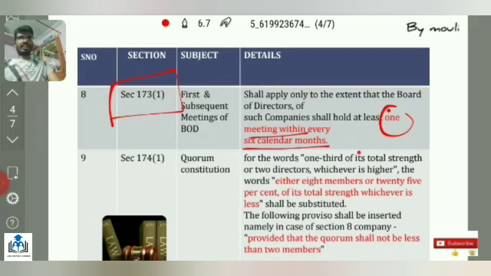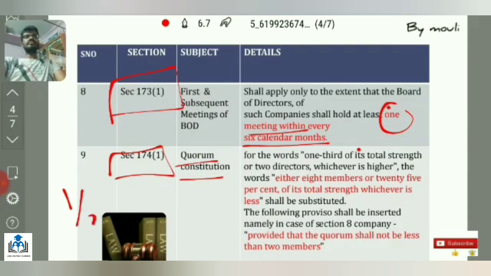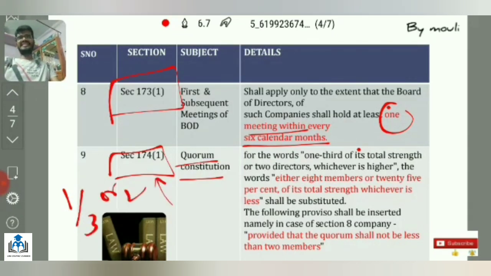Coming to our next point, that is 174 subsection 1. 173 is related to the board meeting, 174 is related to the quorum constitution. We already know what is the quorum constitution limit, one third or two directors, whichever is higher. There is relaxed provision coming to the Section 8 companies. If it is Section 8 company, the provision related to the quorum is relaxed one. What is the relaxed one? The quorum shall be 8 or 25% of the total strength, whichever is lower, subject to the condition that minimum 2 directors shall be there, right?